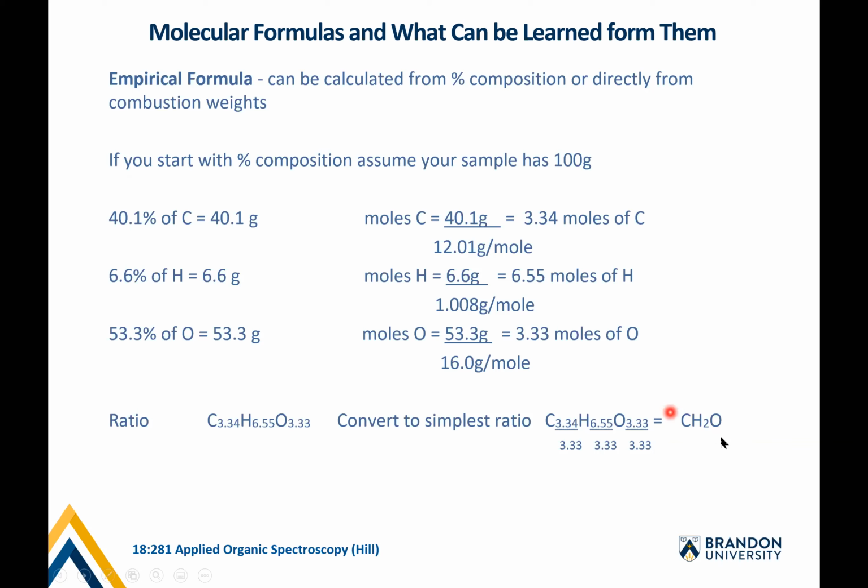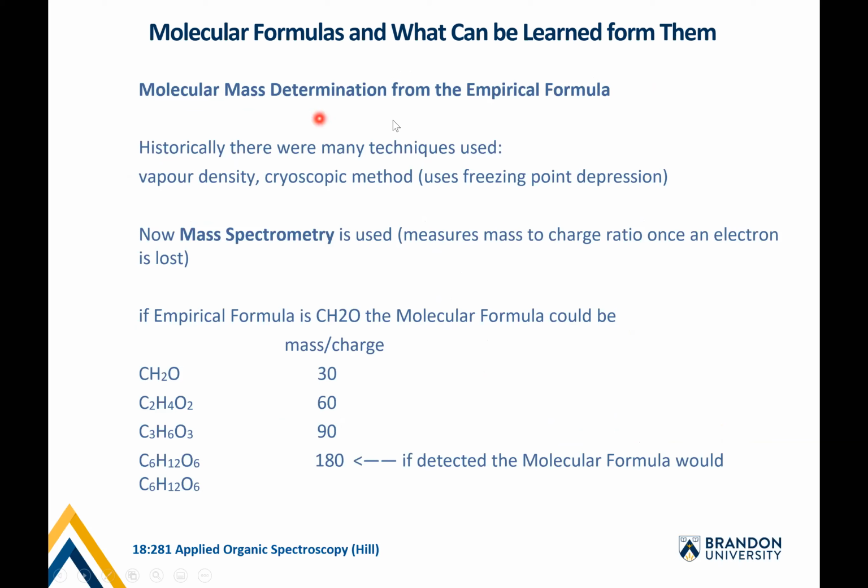This is the empirical formula for glucose, actually. All right, so the next step is determining the actual molecular formula from the empirical formula. Now, historically, there were a whole bunch of different techniques that were used: vapor density, cryoscopic methods. This is a freezing point depression experiment.